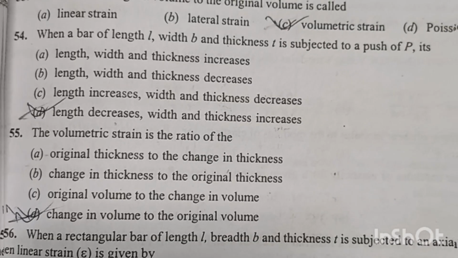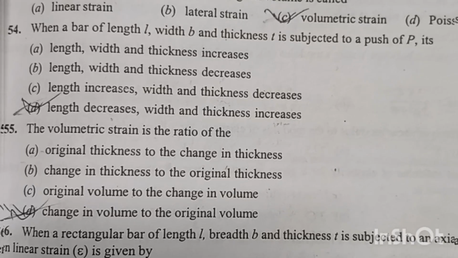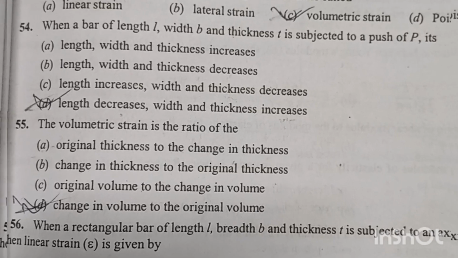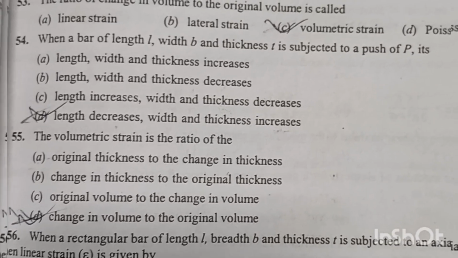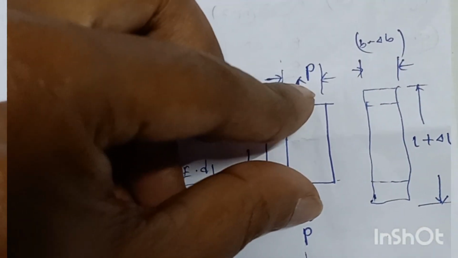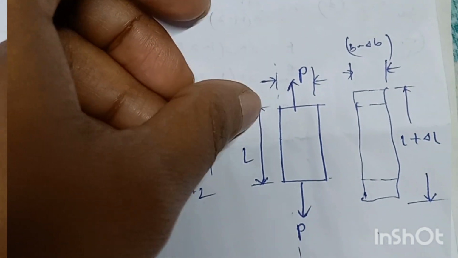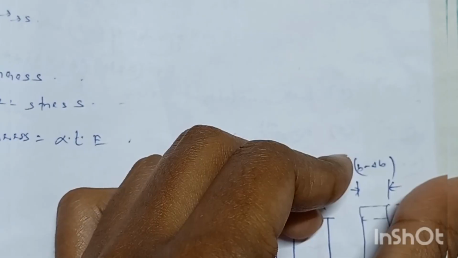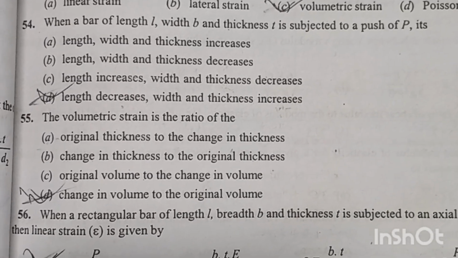Next question 54. When a bar of length L, breadth B and thickness T is subjected to a push of P, option D is correct answer. Length decreases, width and thickness increases. It's the same question but opposite in nature of question 52. There the body is subjected to a pull, and here the body is subjected to a push P. So in case of push, the length will decrease, but the transverse direction length will increase. Option D is correct answer. Length decreases but width and thickness increases.